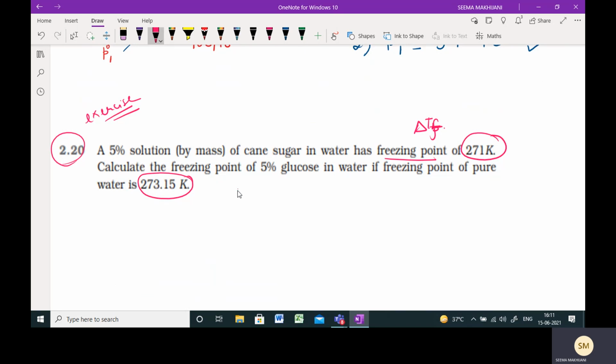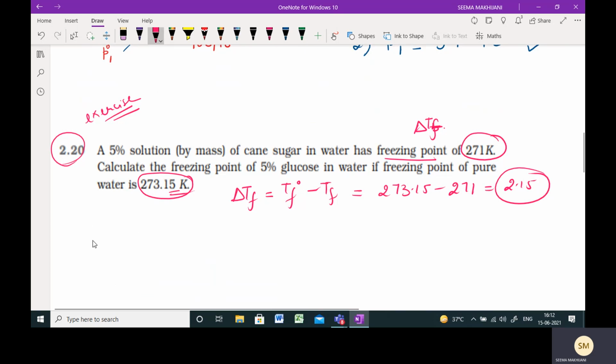In that case, delta TF is equal to the freezing point given to you, TF naught, minus the freezing point of the solution. So this comes out to be 273.15 minus 271. So what value do you get? 2.15 is your delta TF. Now the formula that we use is this: delta TF is equal to KF into molality.